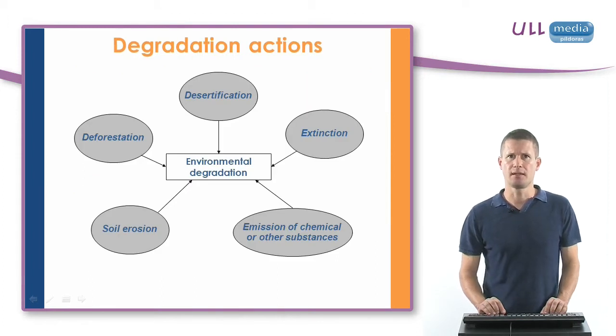Actions causing environmental degradation are, for example, deforestation, desertification, extinction of a species, emission of chemical or other substances, and soil erosion.